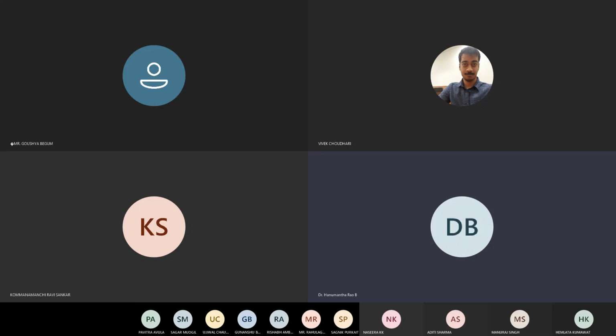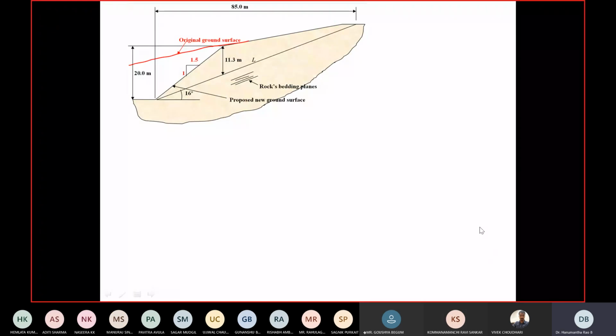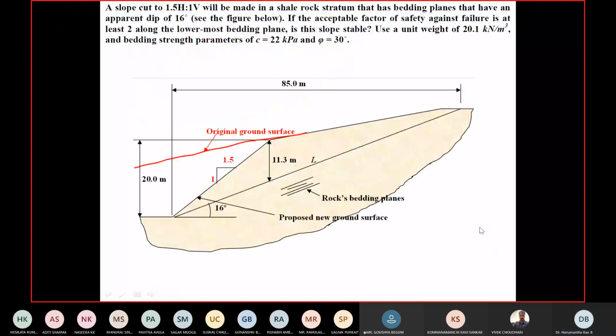Let us start the first tutorial. So this is the sum, so try to note it down. So this is the first problem. Please try to note down and try to solve by yourself, based on previous all class discussions.